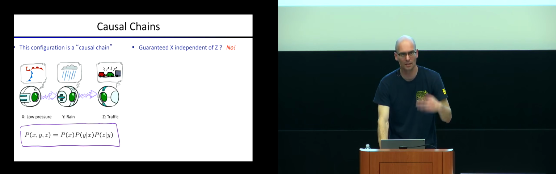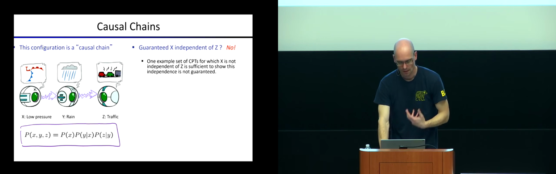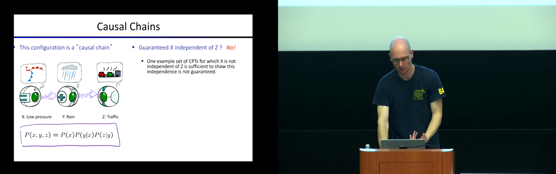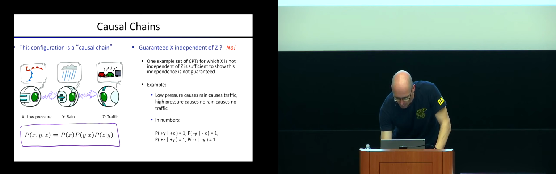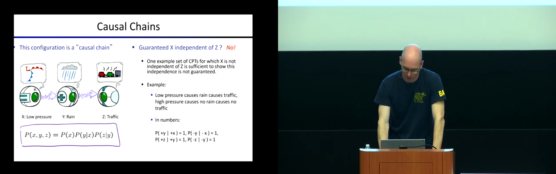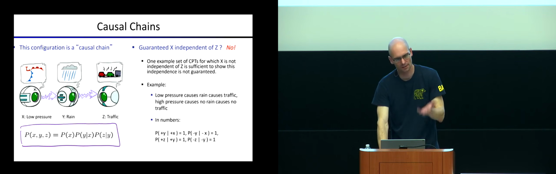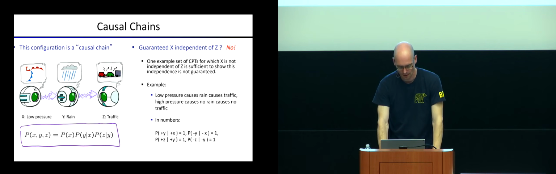Well, we can show it by thinking through a story, but even more concretely, to mathematically show it, we can come up with some numbers. We can say, here's a story, let's now put it in numbers. Y is always equal to X, Z is always equal to Y, and then let's say X is 50-50, then there is clearly an influence from X onto Z, and we cannot claim independence.